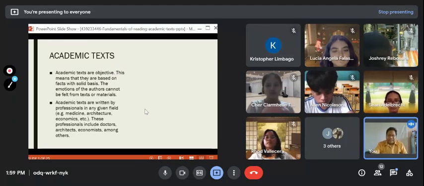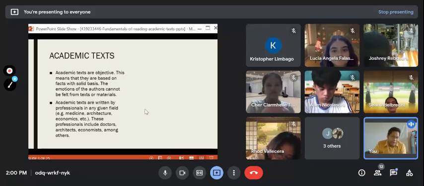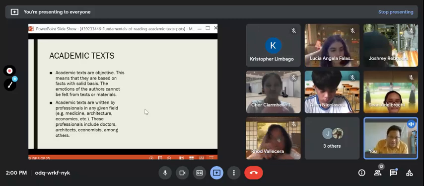These academic texts still are there, written by professionals in varying fields. Like if someone specializes in the field of medicine or is a doctor, the person who created an academic text for the field of medicine.